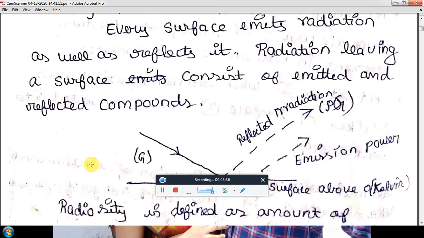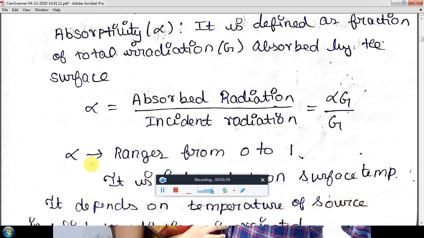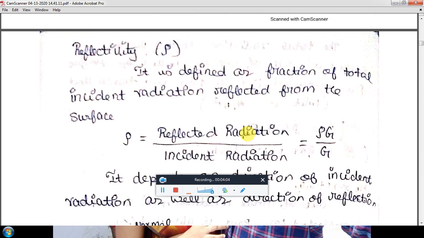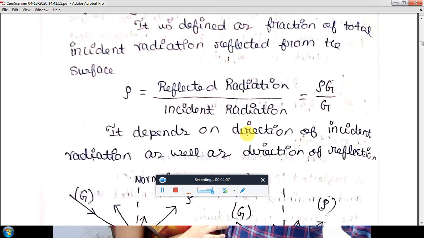That is what we are going to see now. Next, reflectivity. Reflectivity is defined as the fraction of total incident radiation reflected from the surface. Some amount of radiation is incident on a surface, and a part of it is reflected. So reflectivity is reflected radiation with respect to incident radiation. Reflected radiation is rho G and incident radiation is G, which is equal to rho. Rho is the symbol for reflectivity.